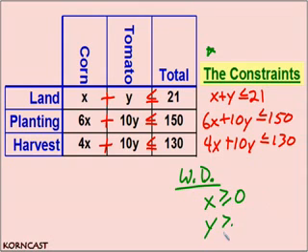And the same thing can be said for my tomatoes. I cannot plant negative acres of tomatoes. And it's important that we graph these two well duh constraints right here, because if not, we will get an unclear feasible region right here. So it's really important that we add these common sense inequalities to the problem.